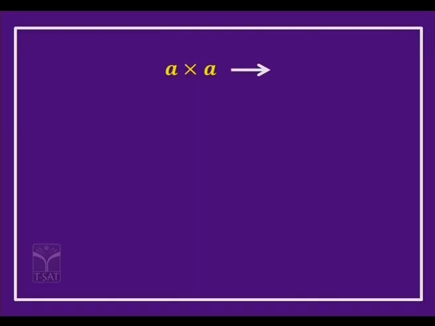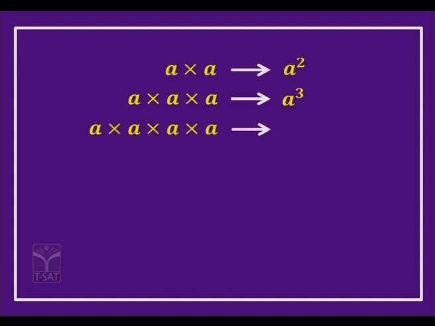Now, let us move on to our next topic. Now, children, here a multiplied by a, what do we get? Yes, a square. Now, I am multiplying a 3 times. So, we get a cube. Now, let us multiply a 4 times, we get a to the power of 4.